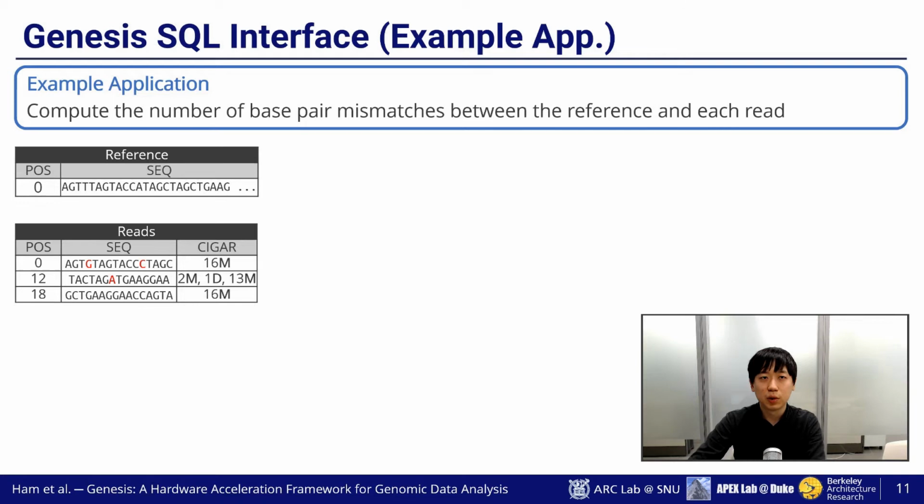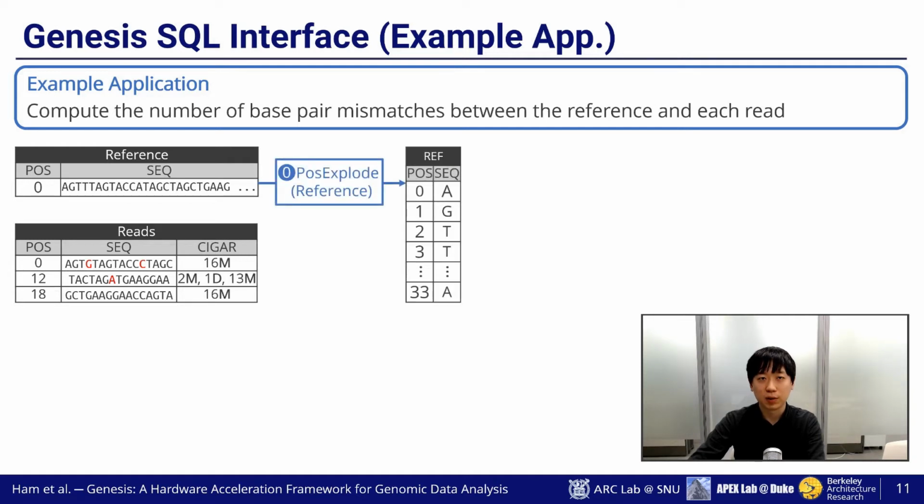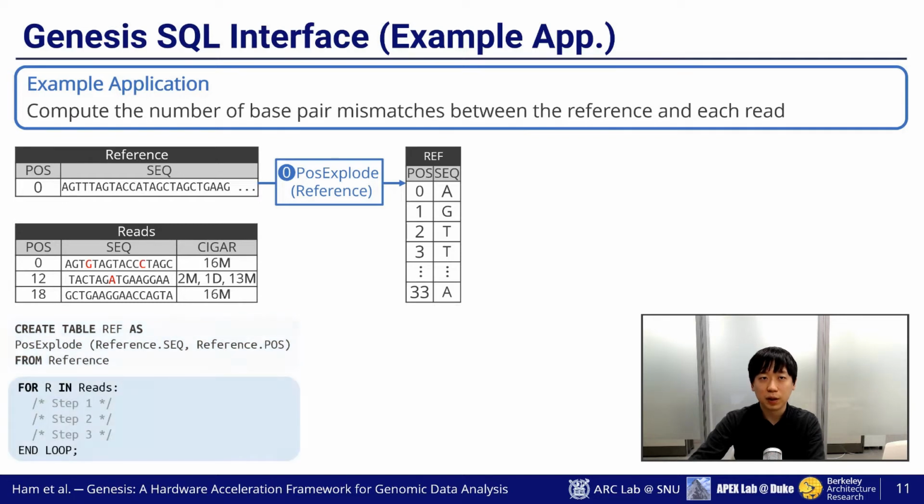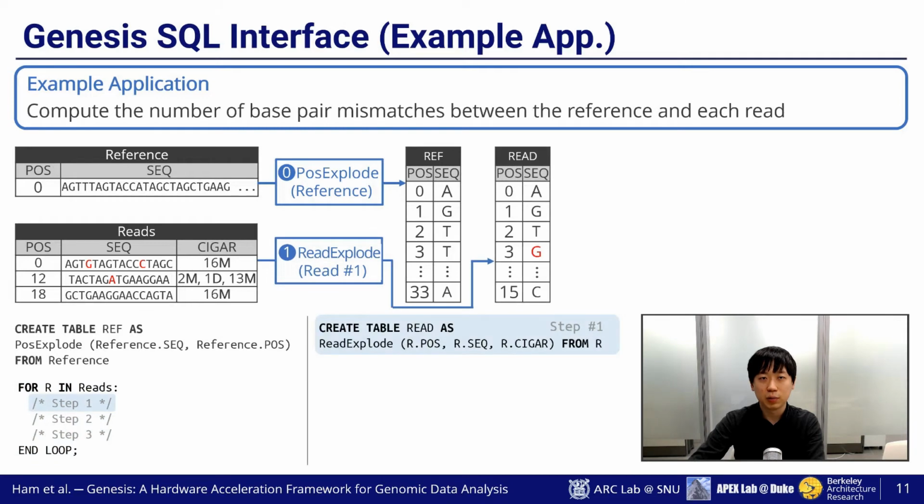Let's say that the user wants to compute the total number of mismatched base pairs between the reference and all the reads in the reads table. To do this, the reference table needs to be pos-exploded. Users can represent this operation in SQL shown on the bottom left of the slide. Then, the number of base pair mismatches between the reference and each read in the reads table needs to be computed in 3 steps. First, a single read in the reads table needs to be read-exploded as shown. This operation can be represented in SQL as shown on the bottom right of the slide.